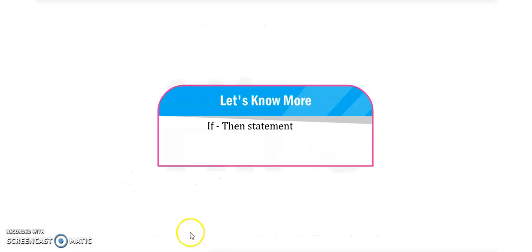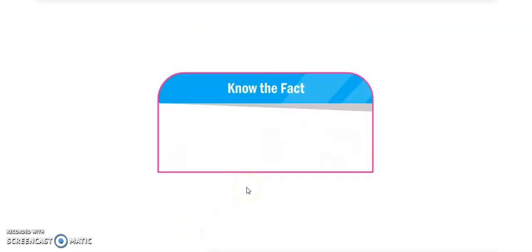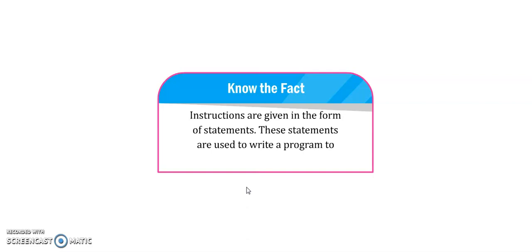The if then statement is also known as a decision making statement. Instructions are given in the form of statements. These statements are used to write a program to perform different tasks.